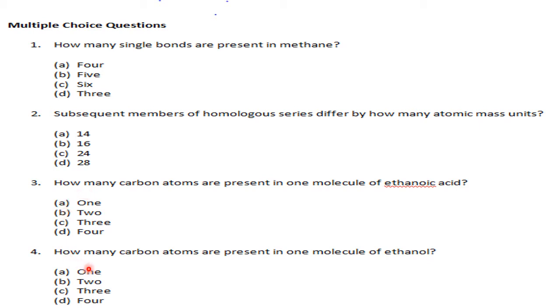How many carbon atoms are present in one molecule of ethanol? Ethanol is C2H5OH. So how many carbon atoms here? C2. There are 2. So answer is 2, option B.